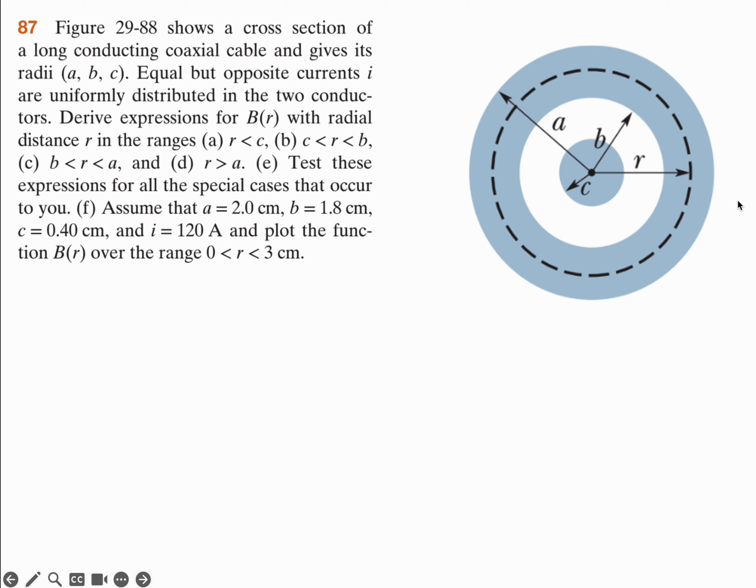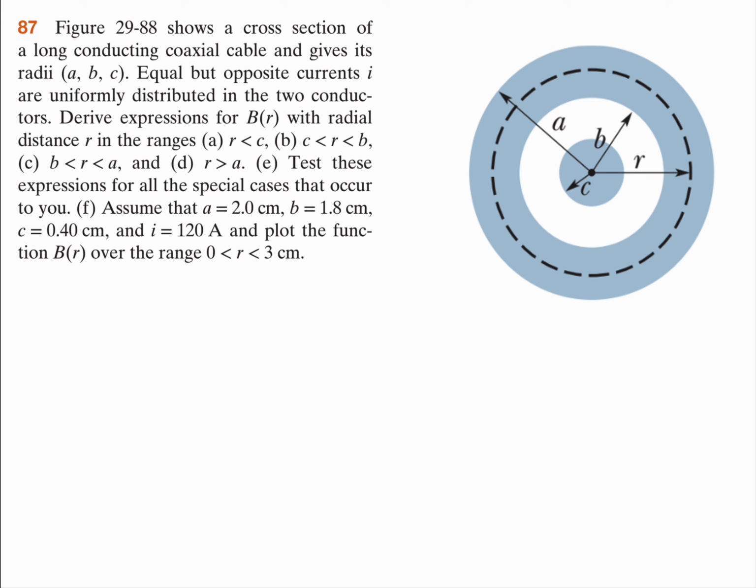Number 87 shows a cross-section of a long conducting coaxial cable and gives us radii A, B, and C. Equal but opposite currents I are uniformly distributed in the two conductors. Derive expressions for the magnetic field for a radial distance r in the range of r less than C, r between C and B, r between B and A, and finally r greater than A. Test these expressions for all the special cases that occur to you.